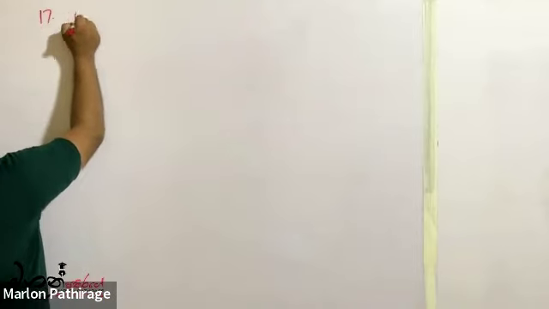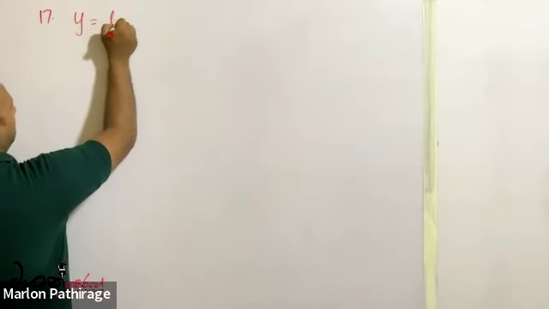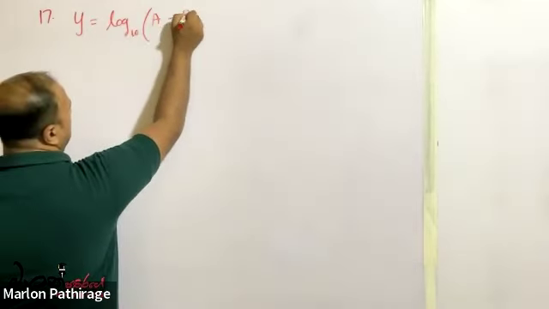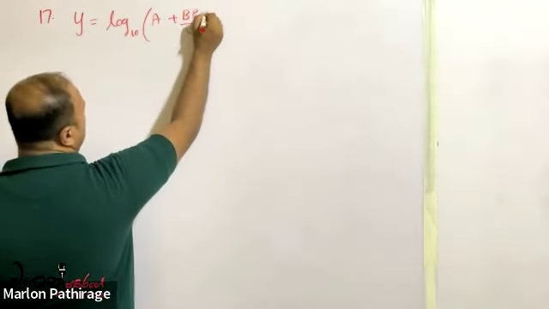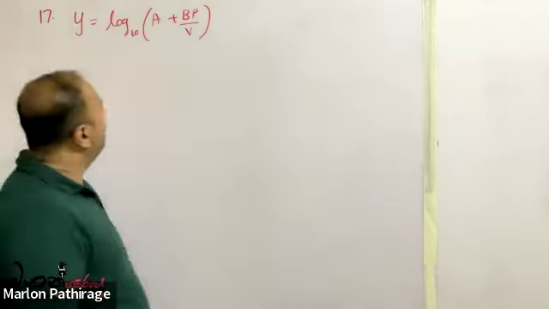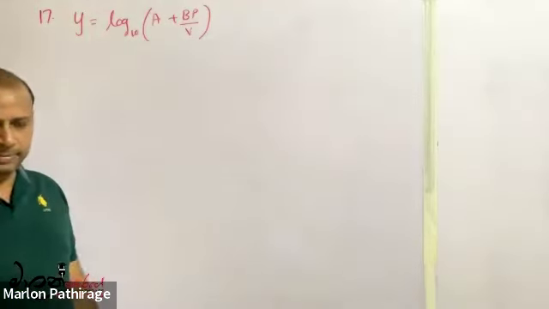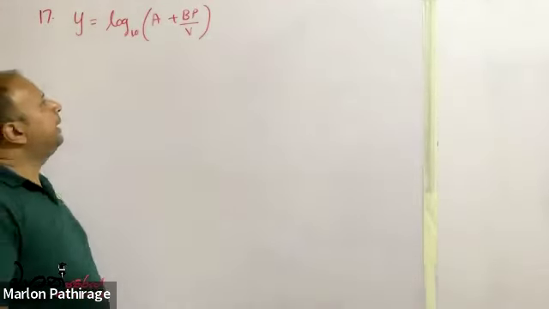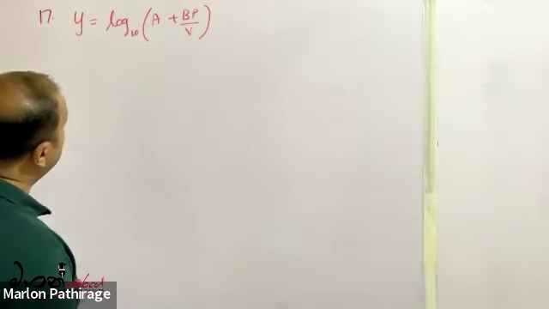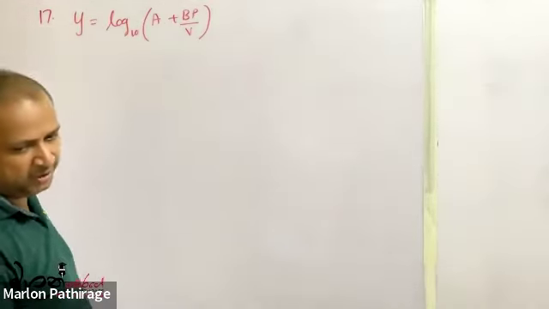A plus BP over V. Okay, now there is another function here. You need to determine the dimensions of A and B. P is a pressure, V is a velocity.